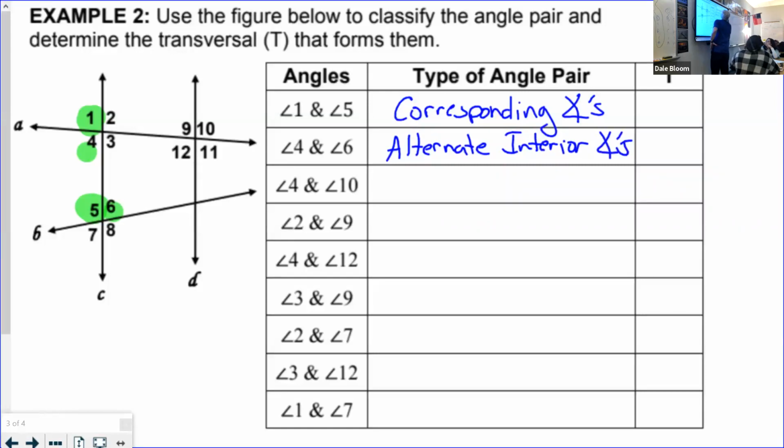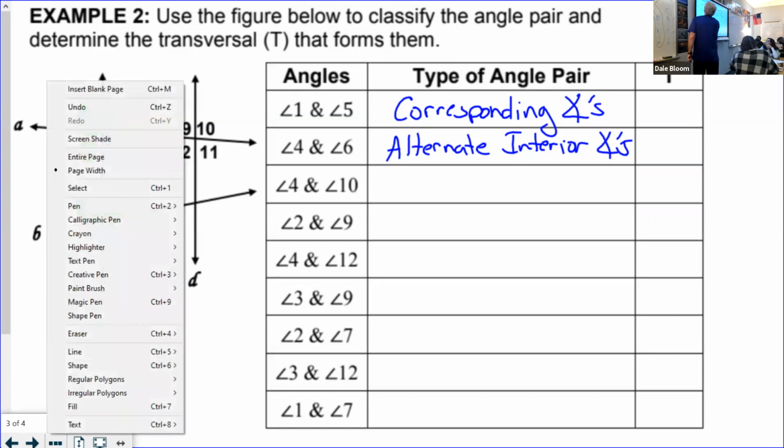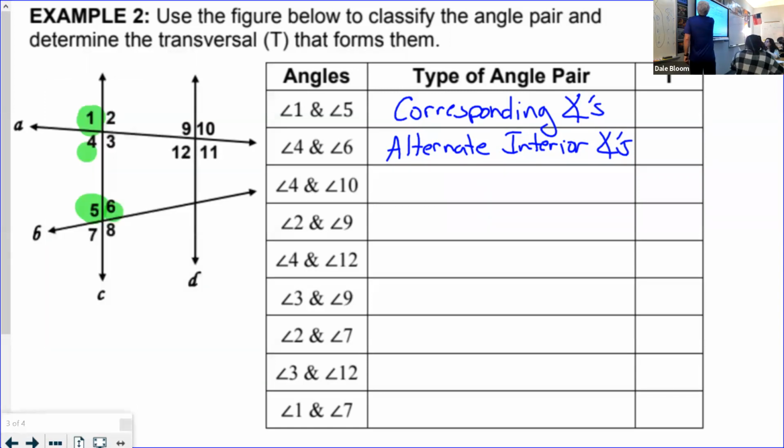All right. So angle four and angle 10. Now be careful here. Our highways have changed. I don't like this picture, but notice that this is the transversal. You know it's a transversal because these two angles both are beside it. That's another way you can identify a transversal.